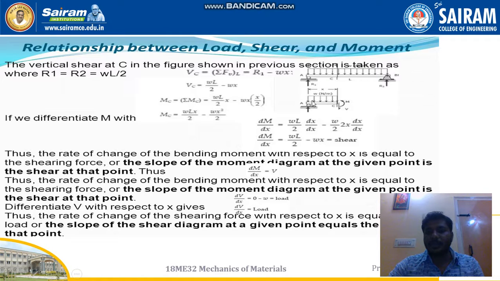This W into the total length divided by 2 minus this small w into x, where x is the section length which we have considered.